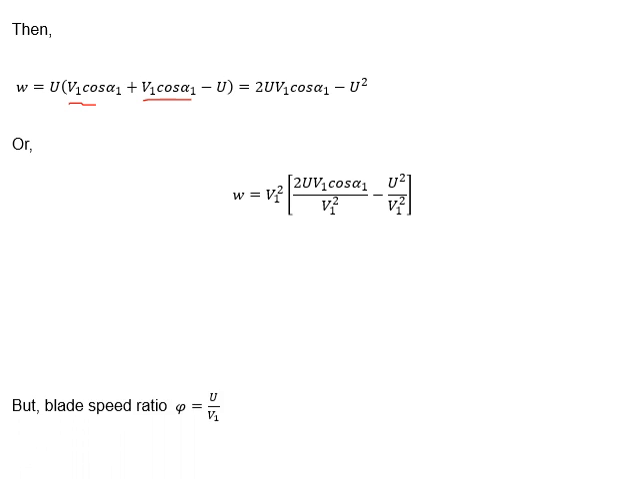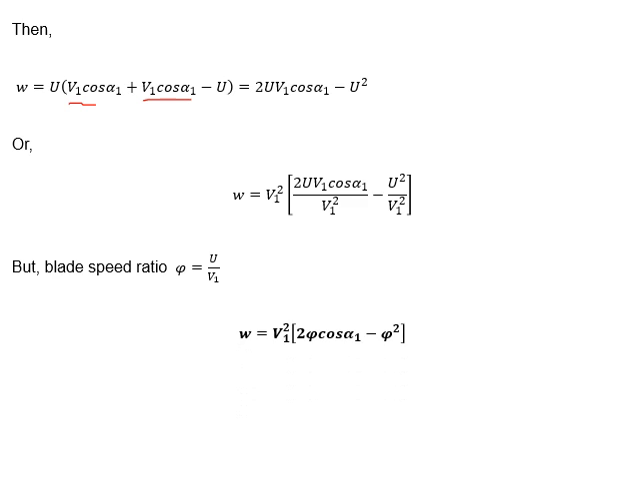But the blade speed ratio phi is equal to what? U by V1. So according to that, W is equal to V1 square into (2 times U by V1, that is phi, times cos alpha 1, minus U square by V1 square). The remaining term is phi square, the square of the speed ratio.